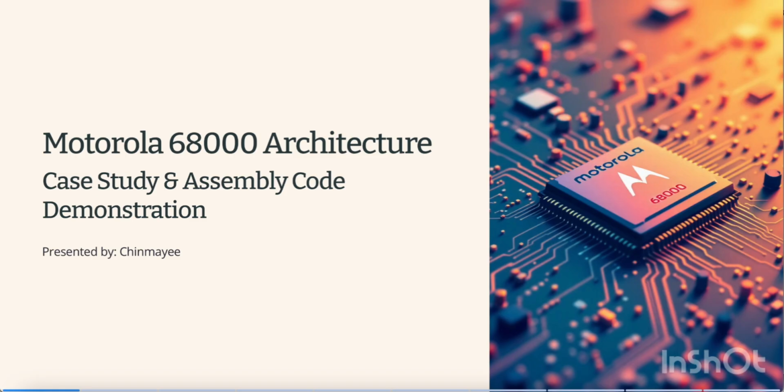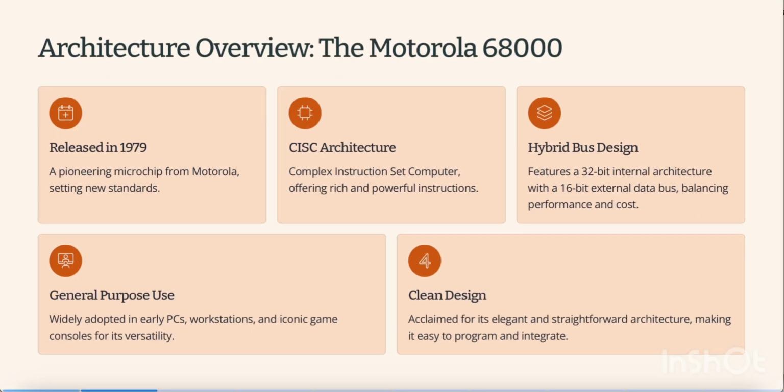The release year for this processor was 1979, a pioneering microchip from Motorola setting new standards. So basically, this was a new microchip that Motorola had released in 1979. Now it had the CISC architecture, complex instruction set computer architecture. So basically, it was offering rich and powerful instructions.